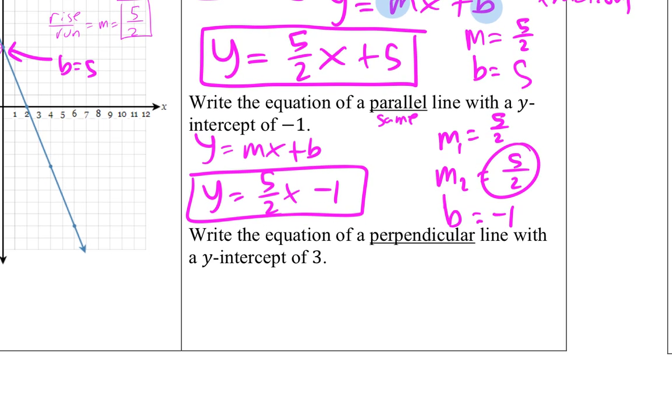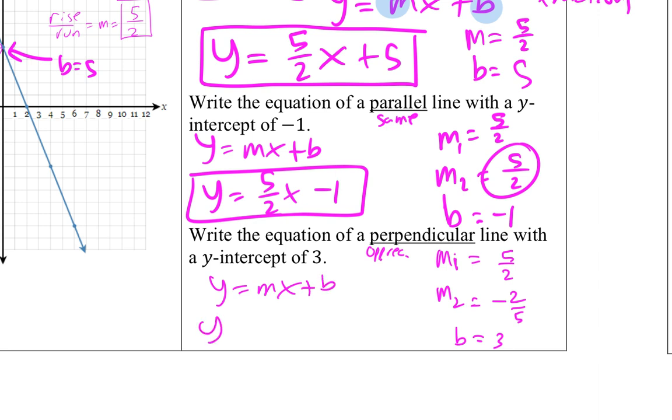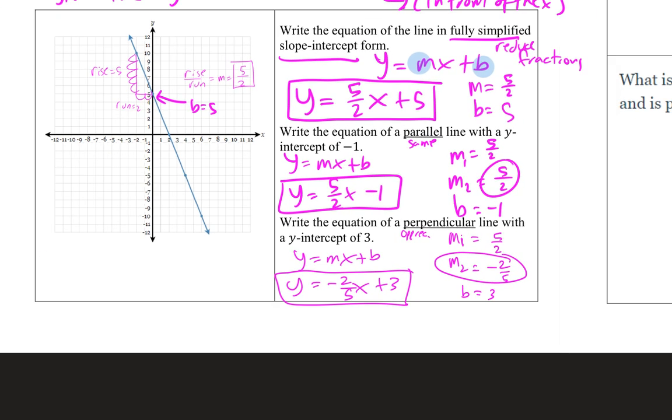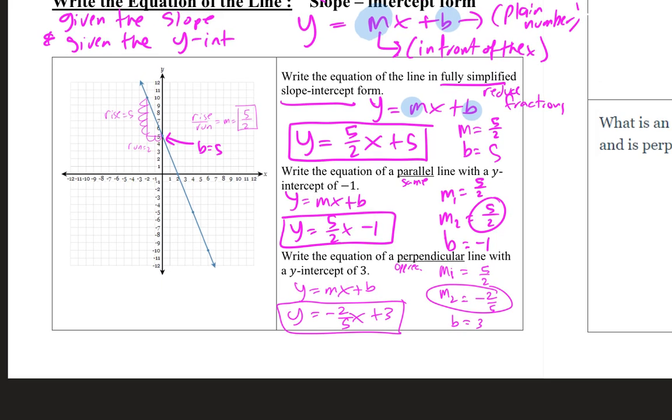Okay? Then, what if it's perpendicular? Let's do the same thing, right? Perpendicular we know is opposite reciprocal, right? So we're going to say that our first slope is 5 over 2. Our new slope, instead of positive 5 over 2, is negative 2 over 5. Our y-intercept is 3. So if we write y equals mx plus b, y equals, our m value is now negative 2 over 5, x plus 3.